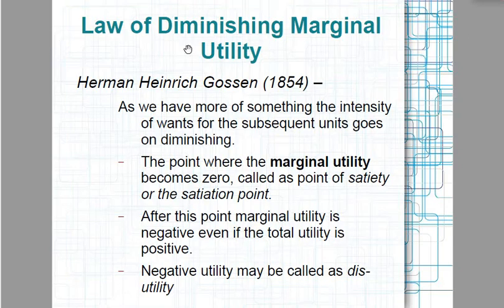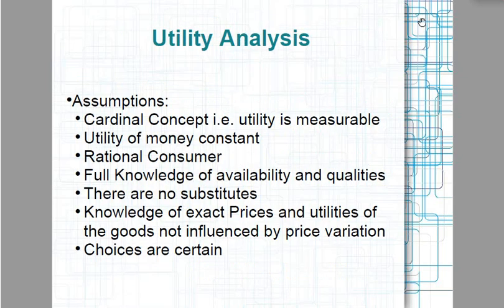So if you want, you can just take a look at this slide. It's all the things that we have already talked about. Marginal utility becomes zero, called the point of satiety or satiation point. Marginal utility is negative after that. This negative utility can be called disutility. Just a term. Now let's take a look at the assumptions.